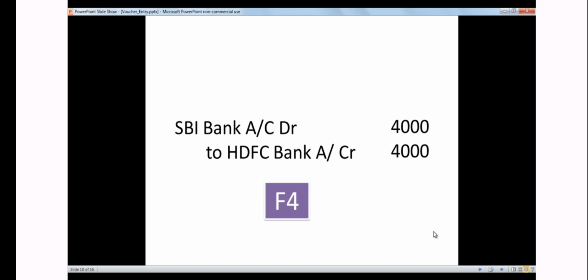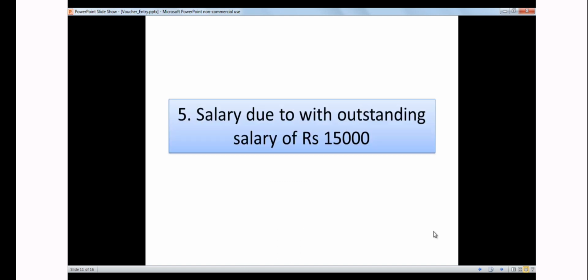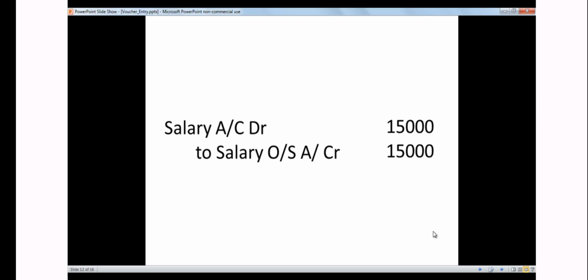Let's go to the next statement. So here the next statement is salary due, with outstanding salary of rupees 15,000. We have seen its entry. Now here the salary has not been paid, it is outstanding, means it is still due. So the entry was salary account debit to salary outstanding. Now what kind of voucher is it? Because salary has not been paid yet, it is outstanding, so it's going to be F7. This means it's a journal voucher.